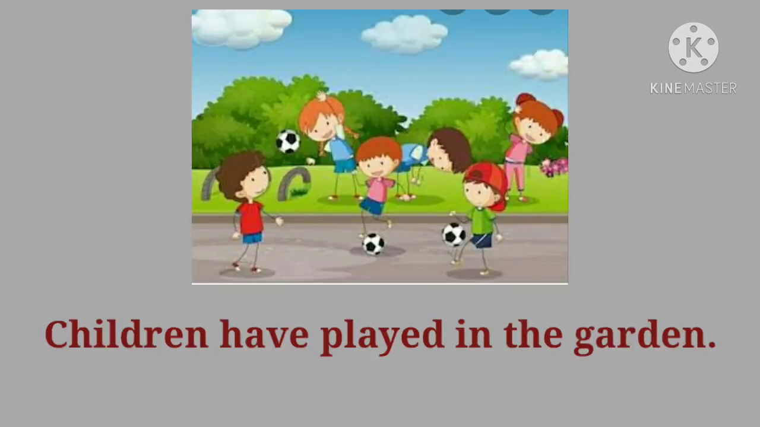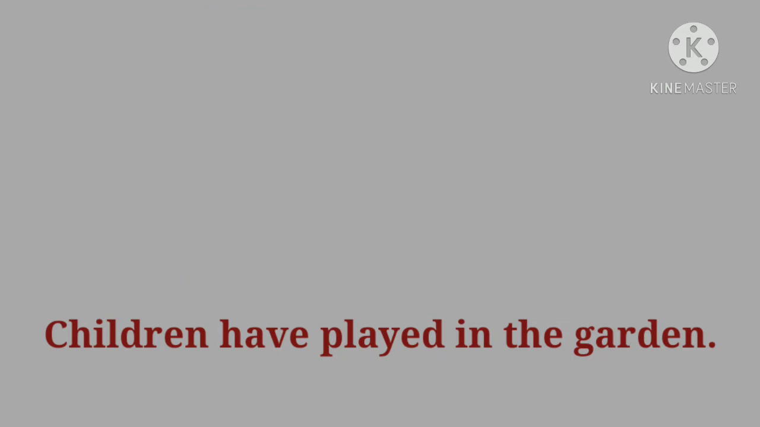Your second example: children have played in the garden. Here we have used have. Why? Because children, which is the subject, is plural. So here we use have. And played is the form of verb 3. So we join our sentence like that and the object is in the garden. So: children have played in the garden.